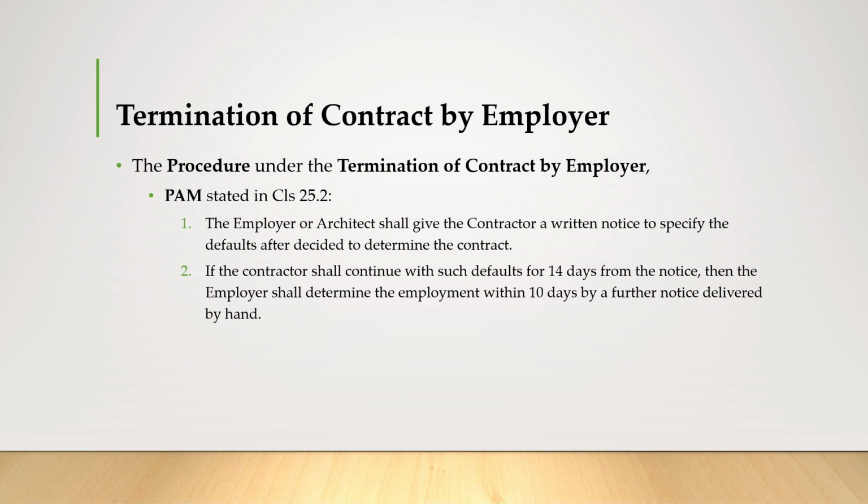So the procedures under termination of contract by the employer, PAM, stated in clause 25.2, the employer or architect shall give the contractor written notice to specify the defaults after deciding to determine the contract. If the contractor shall continue with such defaults for 14 days from the notice, then the employer shall determine the employment within 10 days by a further notice delivered by hand.